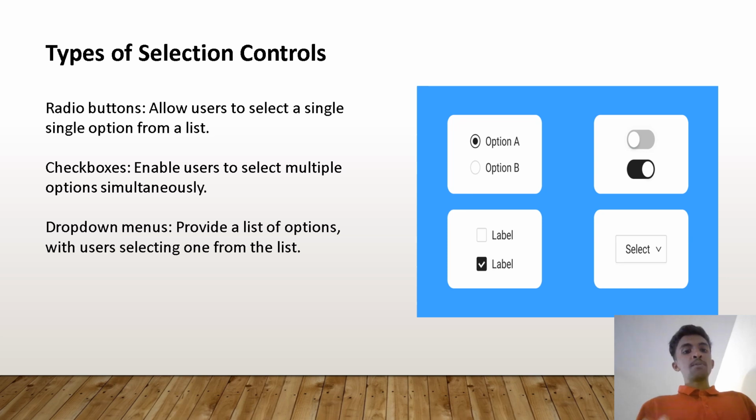Types of selection controls: radio buttons, checkboxes, drop-down menus. Radio buttons allow users to select a single option from a list. Checkboxes enable users to select multiple options simultaneously. Drop-down menus provide a list of options with users selecting one from the list. Let's see, first, radio buttons.